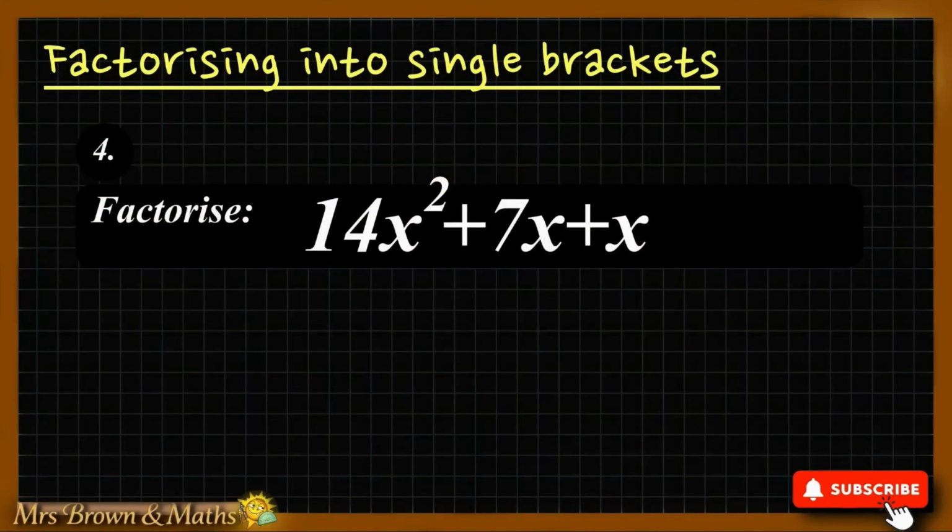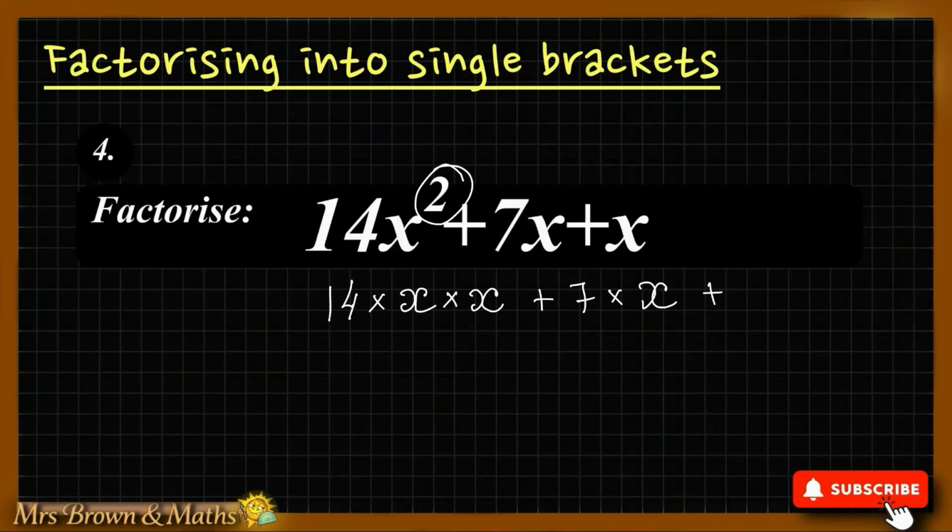Question 4. Factorize 14x squared plus 7x plus x. Look for the highest common factor. Each term has x, so take x outside. Now divide each term by x. 14x squared divided by x is 14x. 7x divided by x is 7. x divided by x is 1. So the answer is x brackets 14x plus 7 plus 1.